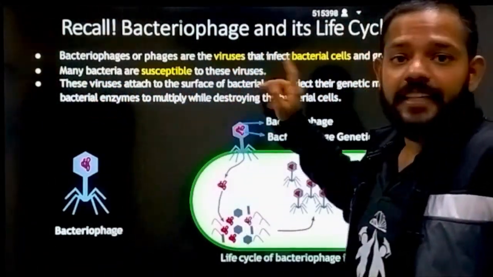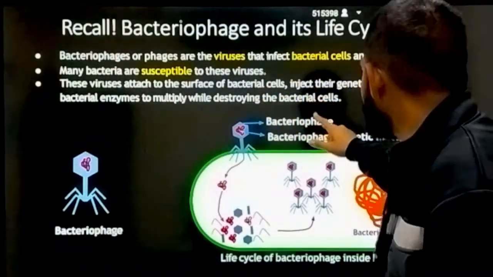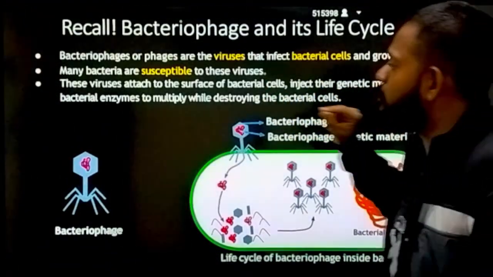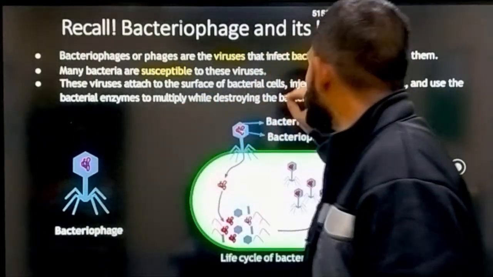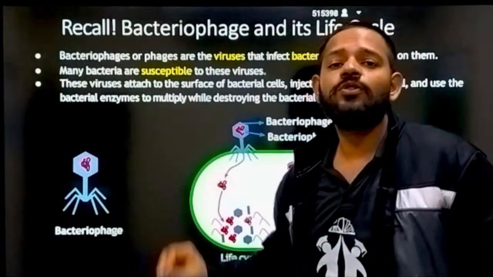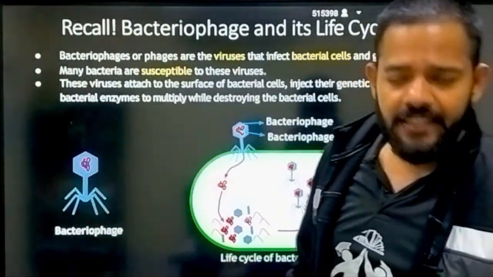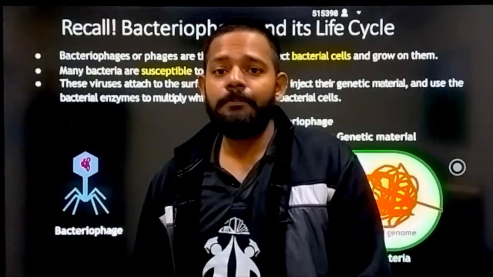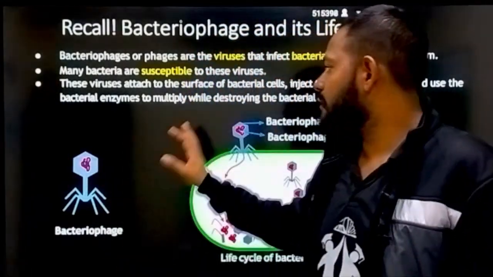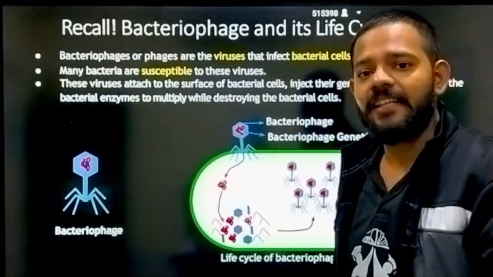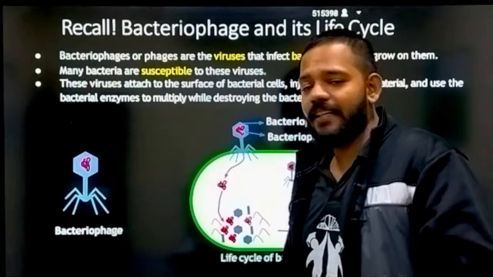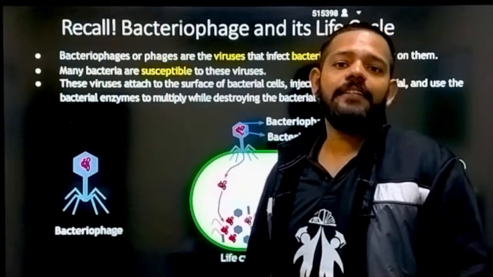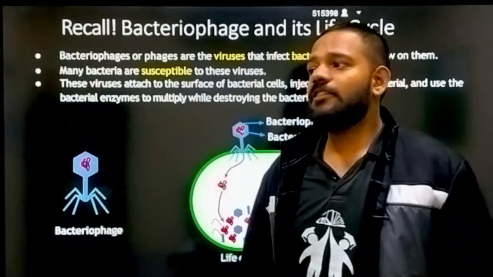These viruses attach to the surface of the bacterial cell, inject their genetic material, and use bacterial enzymes to multiply while destroying the bacterial cell. That's how they infect your bacteria. It is the same mechanism that HIV uses with our helper T cells and macrophages. These bacteriophages inject their genetic material inside the bacteria and multiply there.